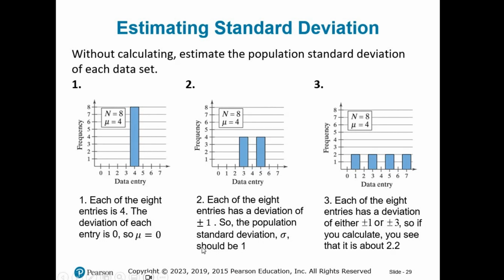On graph number 3, each of the 8 entries has a deviation of either plus or minus 1 or plus or minus 3. So you might guess that the population standard deviation would be around 2. And if you calculate it, you find that it is actually 2.2, so our estimation is not too far off.